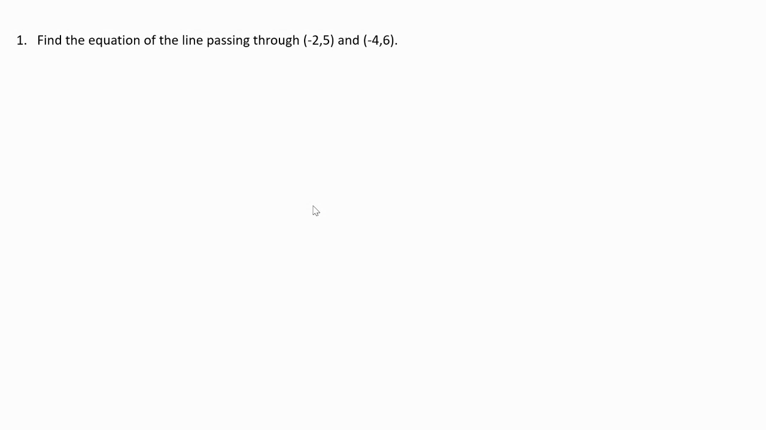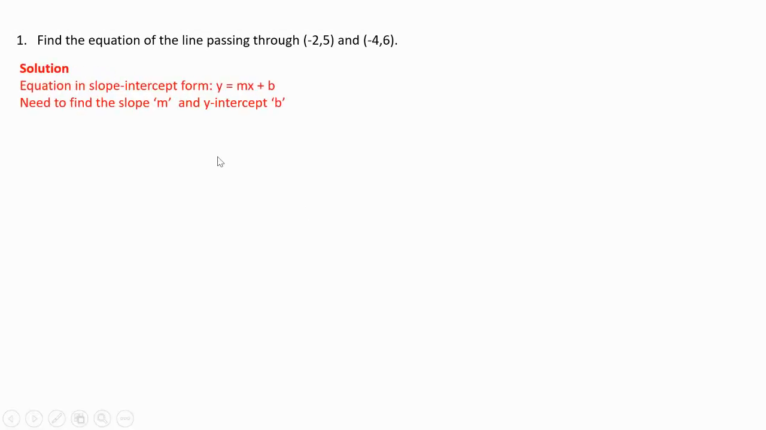Okay, the first one is very important for 1324 and also for 1325, because you're going to be using something similar in 1325. It says find the equation of the line passing through 2 points, which are -2,5 and -4,6. So what do we need? Solution. We need the equation in slope intercept form, which is y equals mx plus b. So we need the m, which is the slope, and we need the b.